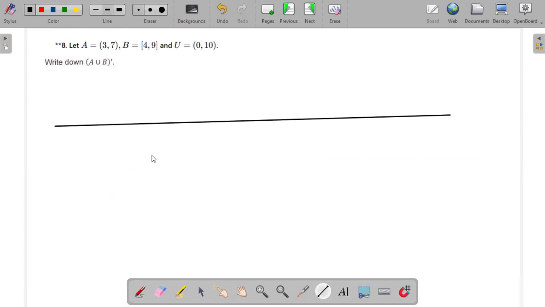On this number line, we're told the universal set is from 0, let me just get the pencil, all the way to 10. And the 10 and the 0 are not included, so I'll draw open circles at the ends, like that. And then I have A, which is 3 to 7. So 3 can be somewhere there, 7 somewhere there. B is from 4 to 9.